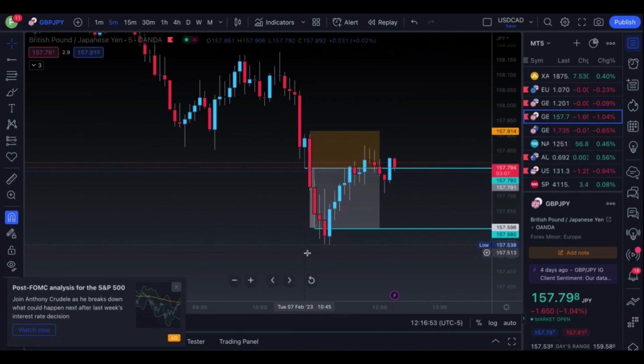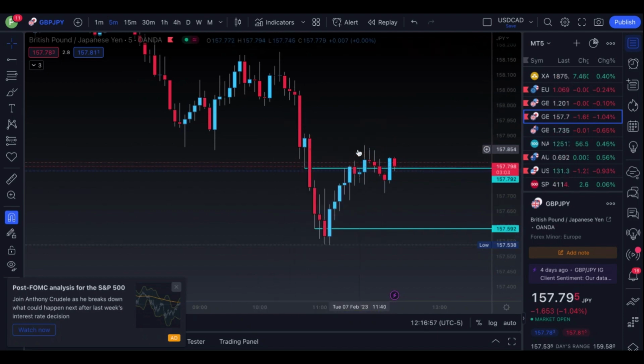You know what I'm saying? But the thing about it is sometimes it could break that candle and go right back. You know what I'm saying? Like right here. Okay, this candle broke up, but then it came all the way back down.